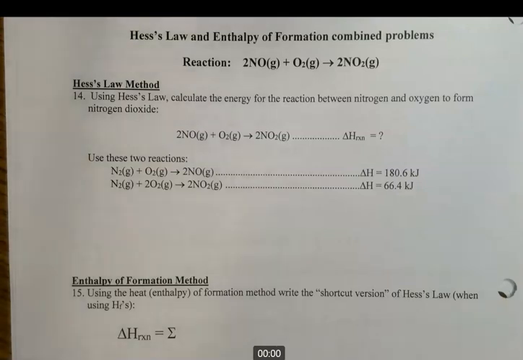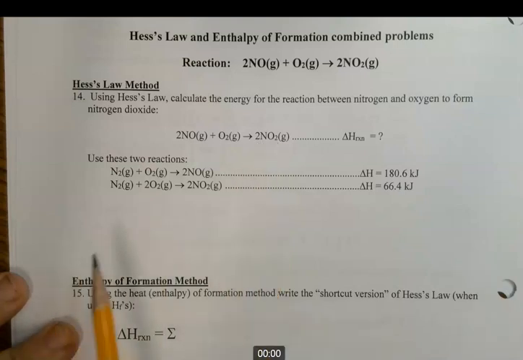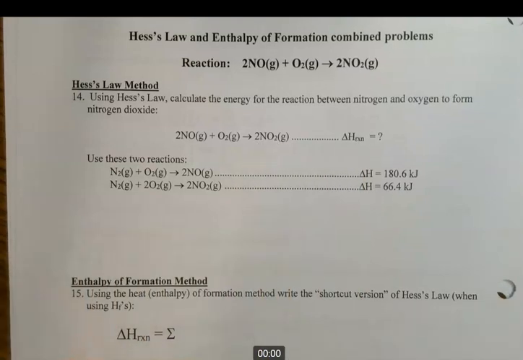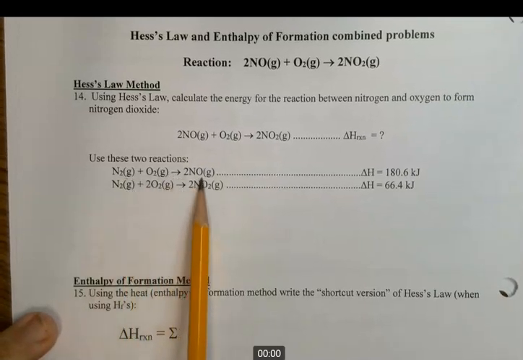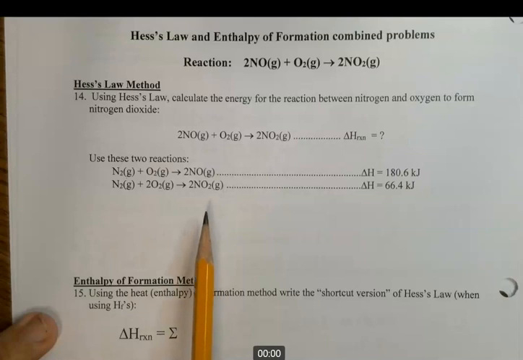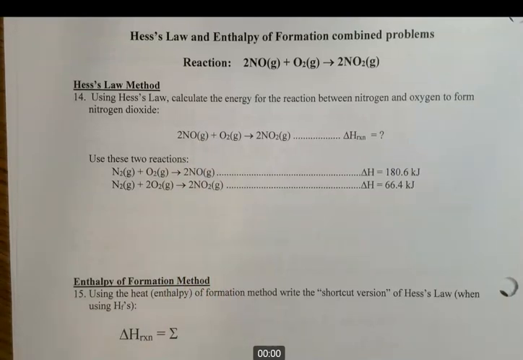So we're going to start off with this one, 2NO plus O2 gives you 2NO2 gas. We're going to try to find the heat of reaction for that. So we have a couple of equations down here, and we're going to use those to try to recreate this equation up here.